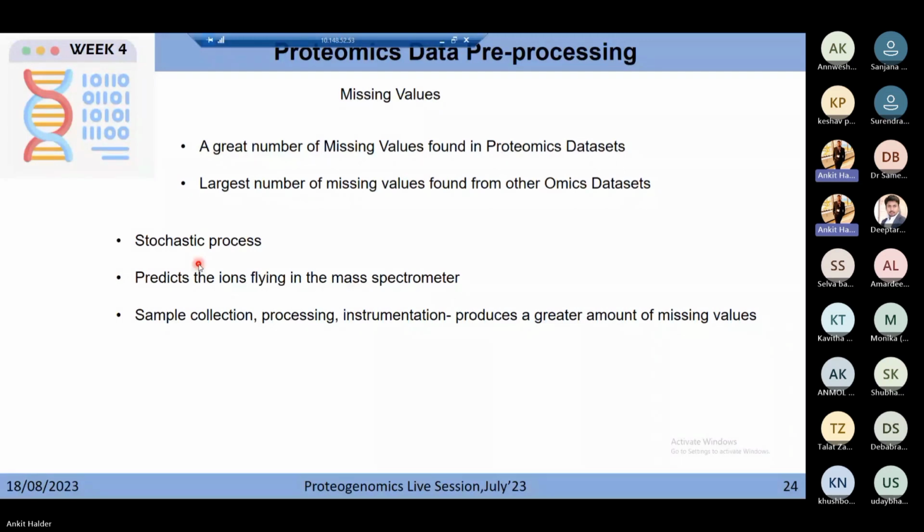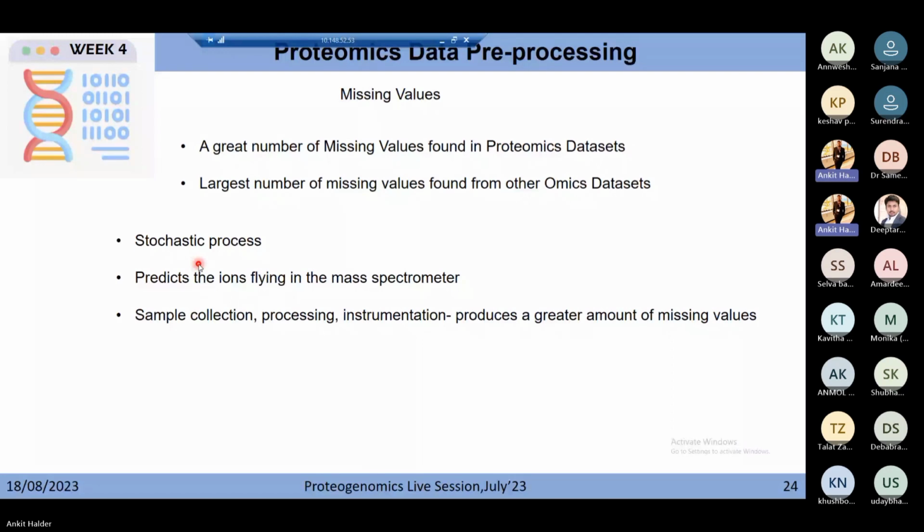This is because it is a stochastic process. What is a stochastic process? By stochastic process, I mean that we are trying to predict the ions flying in the mass spectrometer. When the ions are getting detected, we are trying to predict the sequence of the peptide and the sequence of the proteins. It might happen that one peptide gets fragmented well in one sample but not in another sample.